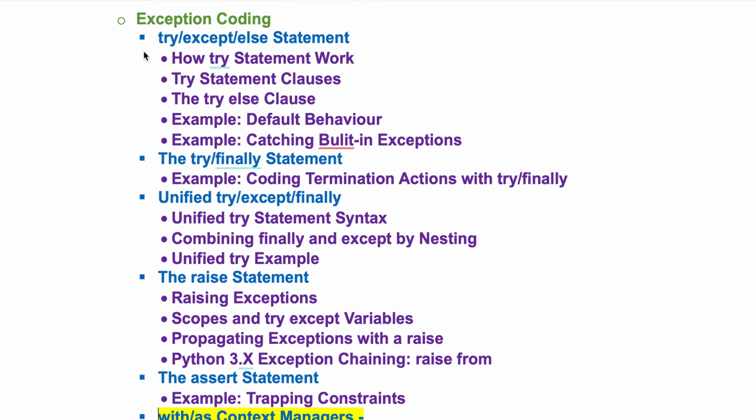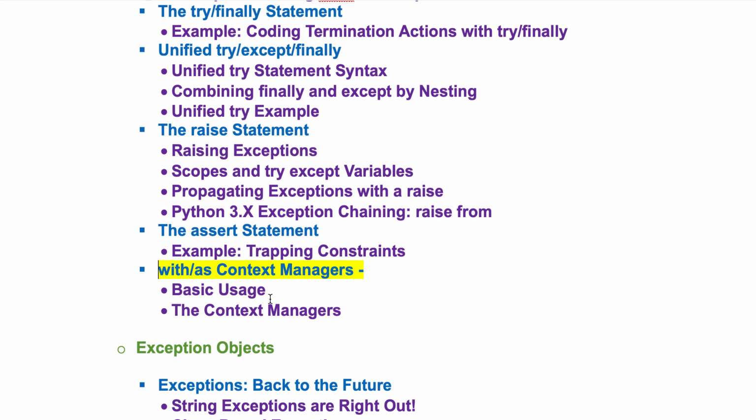In exception coding we discuss the try, except, else statements, try, finally statements, unified try, except, finally statement, raise statement, and assert statements. And today we discuss the with and as context manager. In that we discuss a new exception-related statement, with, and its optional as clause.